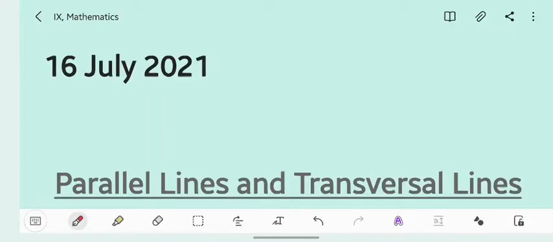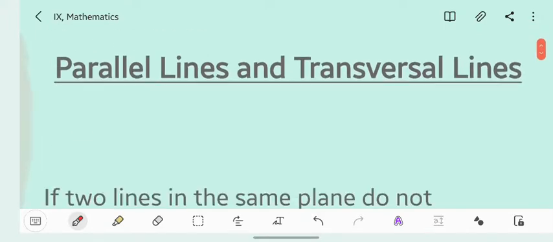Today we are going to study about parallel lines and transversal lines. That is from the chapter Lines and Angles. So, to understand parallel lines and transversal lines, we need to understand the figure first of all. How does a parallel line look and a transversal look, isn't it? And I think you all have gone through the same topic in your previous classes also.